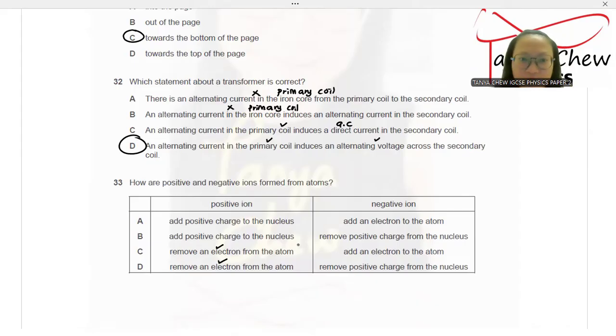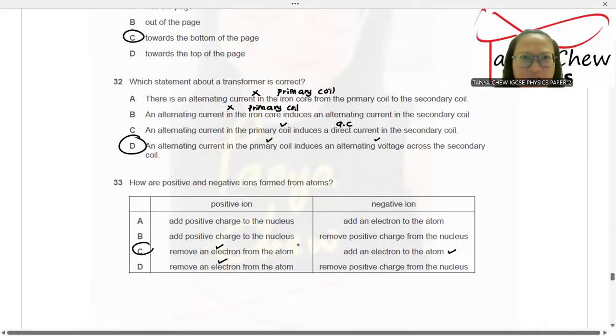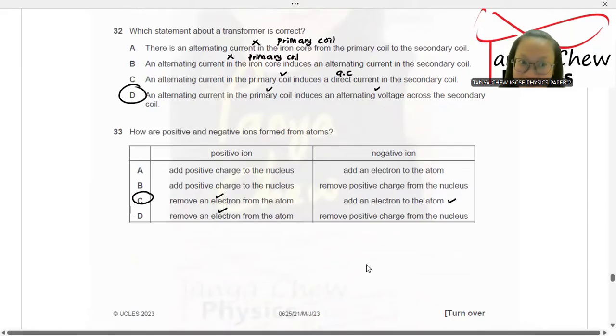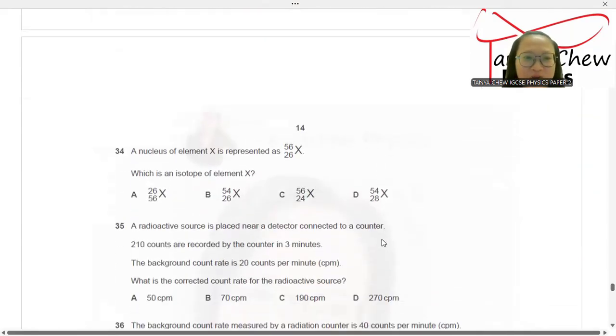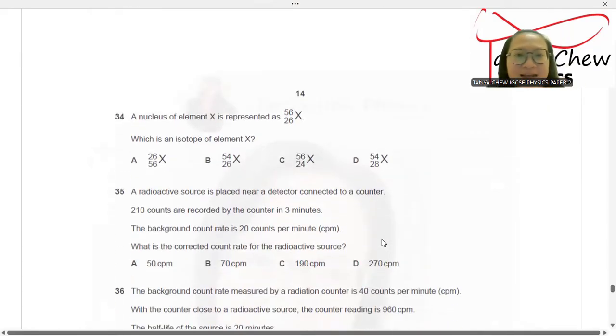Negative ions, if you want the atoms to be negatively charged, all you need to do is just add electrons, because electrons are free. You can just add them, you can just move them. C is the answer.